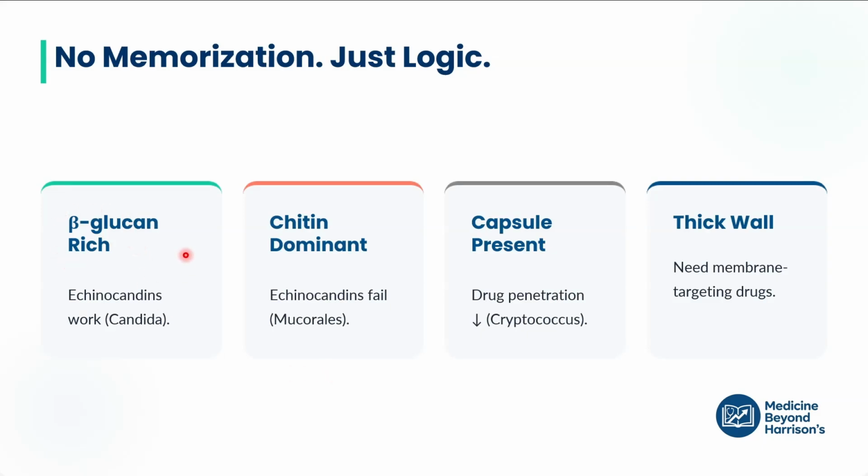Beta glucan is rich in the case of Candida and yeast-like organisms, so echinocandins work really well. In Mucorales, chitin is the dominant thing in the cell wall, so echinocandins fail universally. When a capsule is present, for example in Cryptococcus, drug penetration is very low, so echinocandins also fail. When there is a thick cell wall, we need membrane-targeting drugs.